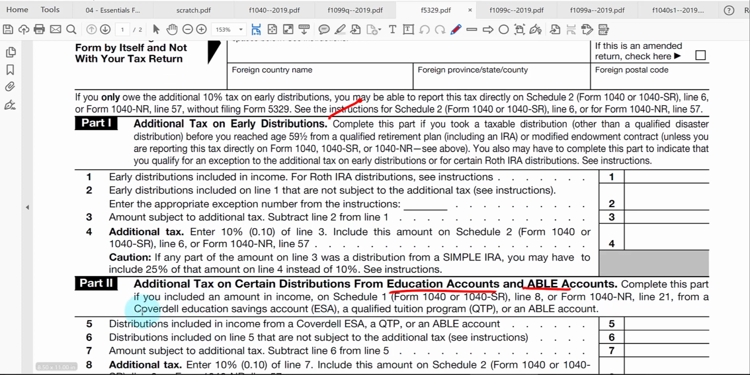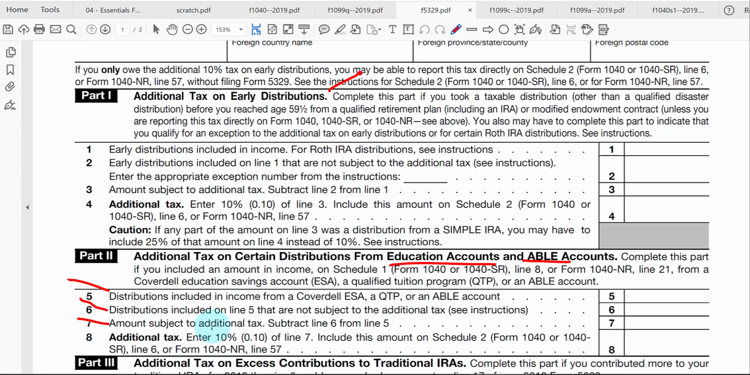So here's the amount taken out during the year. Here's the amount that was used for qualifying costs during the year. And here's the amount that wasn't used for qualifying costs for the year. We multiply that by 10%, and that's the additional tax, the penalty, in addition to the income tax you've got to pay on this line number 7.